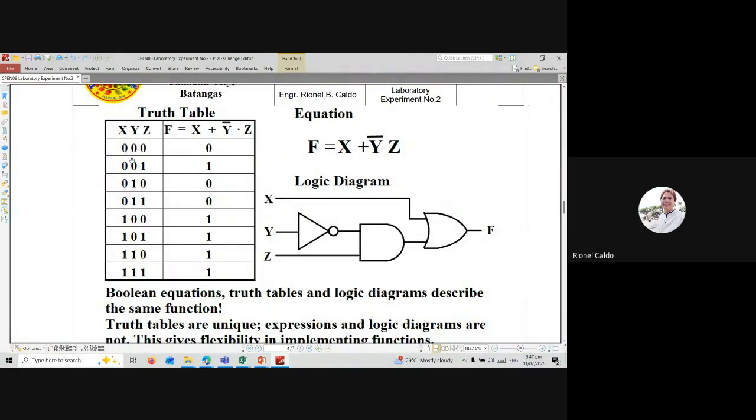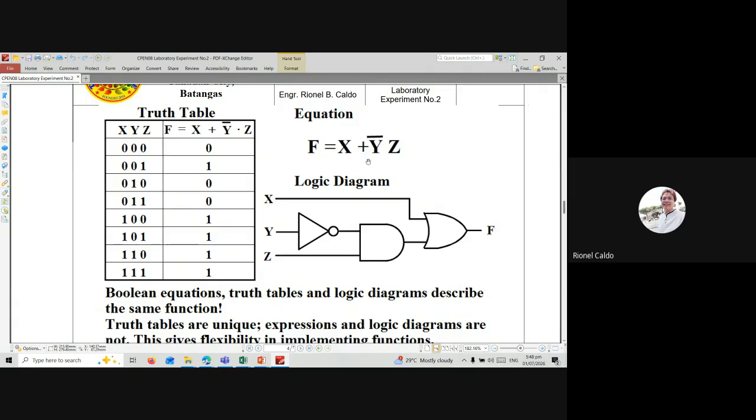Ngayon, Sir Caldo, paano ko po masusulat ng tama yung input combinations ng XYZ? Ang technique dyan, since 2 raised to 3 is equal to 8, yung 8, divide mo muna by 2. 8 divided by 2 will give us 4. So, ilista mo muna first 4, 0, followed by 4 na 1. Then 4 divided by 2 is 2. So yung first 2, 0, 1, 1, 0, 0, 1, 1. And yung dulo ay 0, 1, 0, 1, 0, 1, 0, 1. Para maisulat natin ng tama at sunod-sunod yung atin pong input combinations.